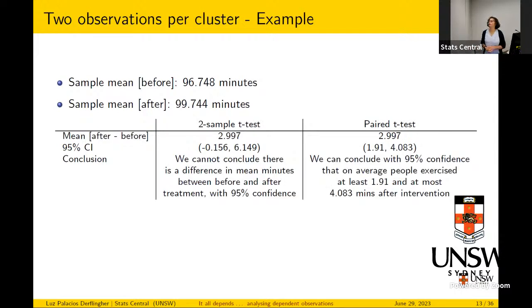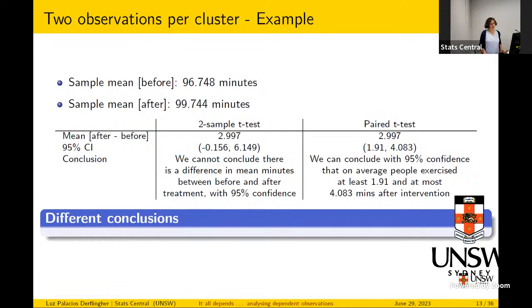So the conclusions: if we do a 2 sample t-test, assuming that they were independent, we cannot conclude that there's a difference in mean minutes between before and after treatment with 95% confidence. Whereas if we do a paired t-test, we can conclude with 95% confidence that on average, people exercise at least 1.91 minutes more and at most 4 minutes more. So we can see that the conclusions are different, right? Now, as I was saying, the 2 sample t-test assumes that the measures are independent, which is not our case. So it shouldn't be done.